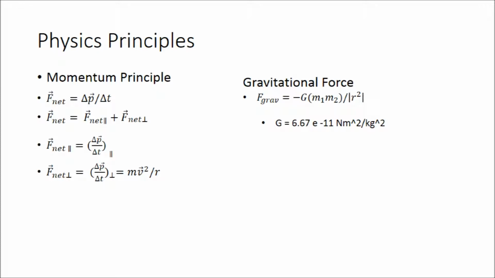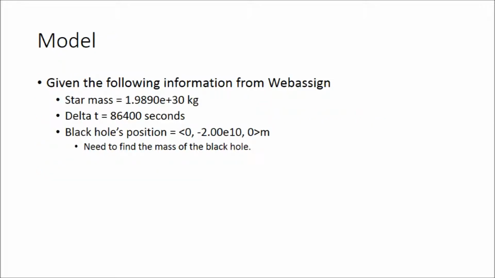Now let's discuss the model. The star's mass, change in time, and black hole's position, shown, were all given in the assignment and put into a model and code to find the mass of the black hole. We also include the CSV file data to include the motion of the star.